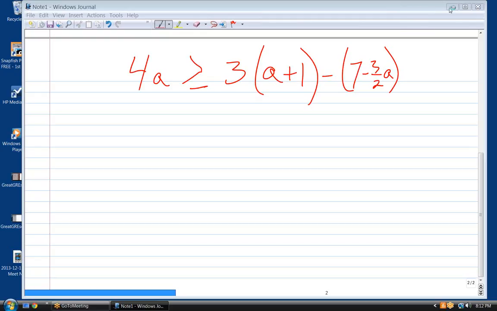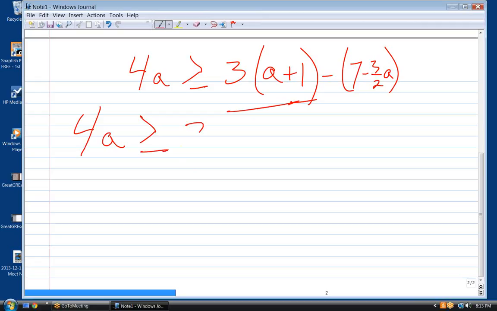Distribute, get rid of the parenthesis signs. What's that convert to? 3a plus 3. Minus what? 7 plus 3 halves. A.